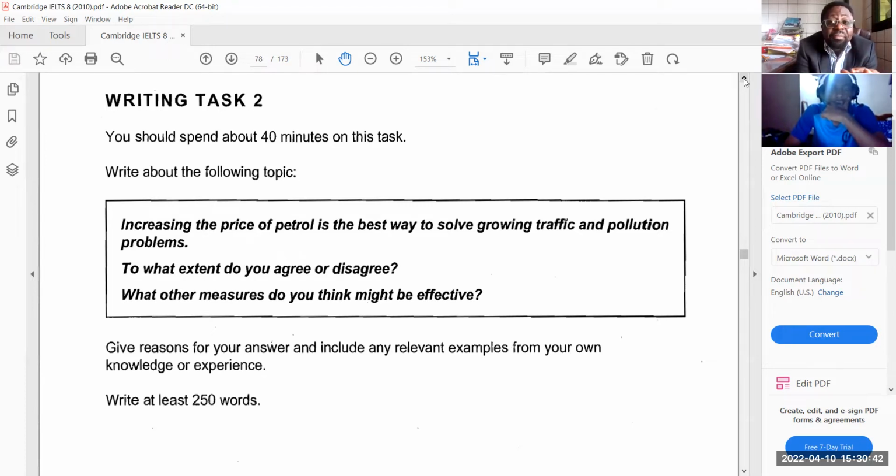So here, what are the key words? In increasing the price of petrol, way to solve. Good. Yes. So the key word there is price of petrol. Growing traffic and pollution. And then you have forgotten down there, measures, other measures. And then agree or disagree.